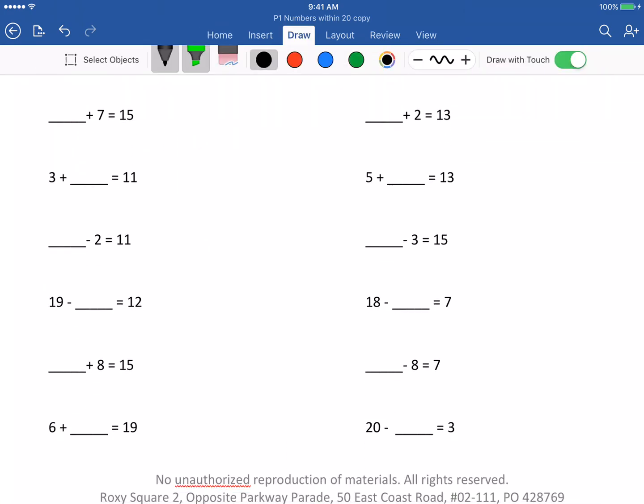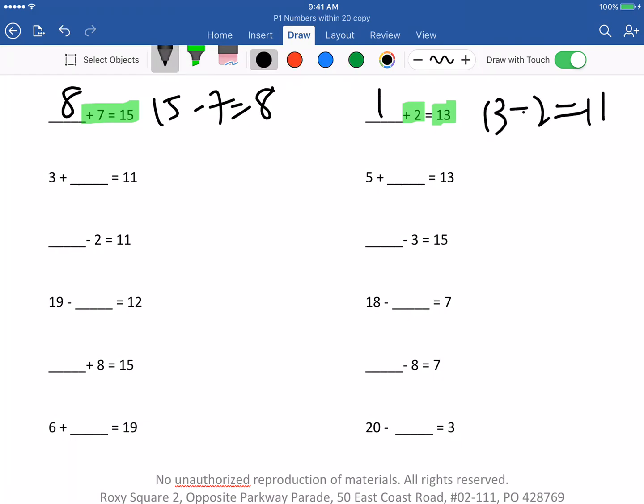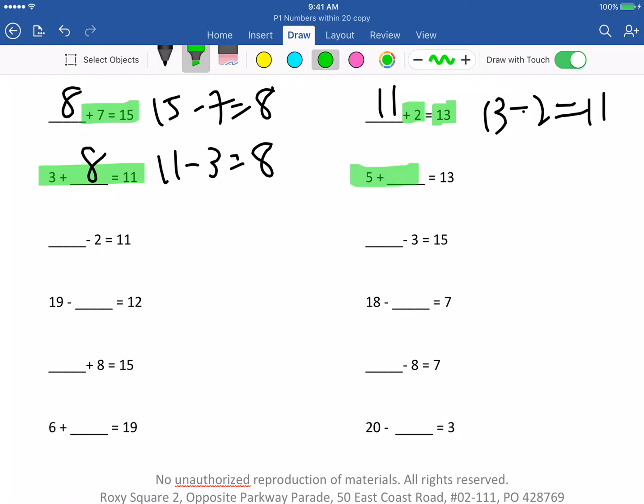What must you add 7 to such that it will give you 15? It's just 15 minus 7, which equals 8. What must you add 2 to such that it will give you 13? It's just 13 minus 2 equals 11. What must you add to 3 such that it gives you 11? 11 minus 3, 8. Next one, what must you add to 5 such that it will give you 13? Just 13 minus 5 equals 8.